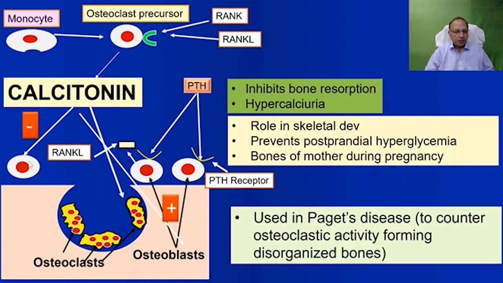So here we see that calcitonin is going to cause a decrease in the activity of the osteoclasts. So it will inhibit bone resorption, it will cause hypercalciuria, and it plays a very important role in skeletal development. It prevents postprandial hyperglycemia, protects the bones of the mother during pregnancy, and in clinical treatment, it is used in Paget's disease to counter the osteoclastic activity forming disorganized bones. In Paget's disease, there is too much activity of the osteoclasts, so it is countered, and this is used clinically.